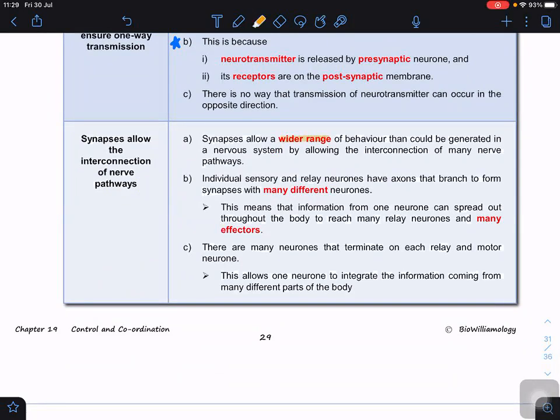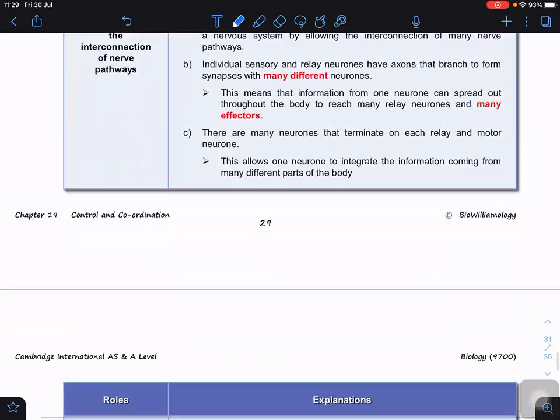Now, what does this mean? Let's say without synapse, what will happen? Without a synapse, there would only be a one-way route. So let's say, for example, this is a sensory neuron.